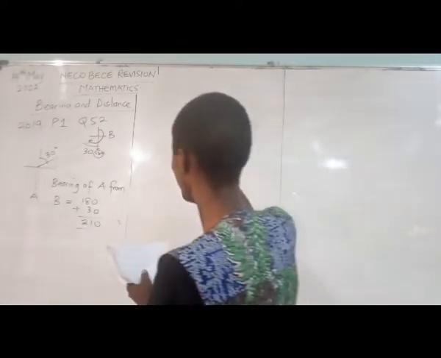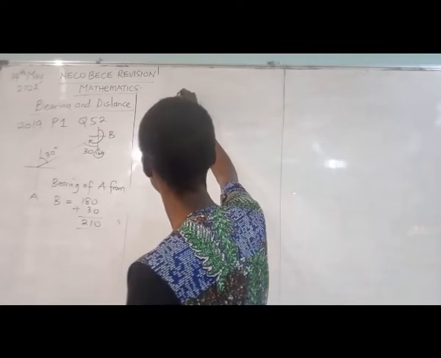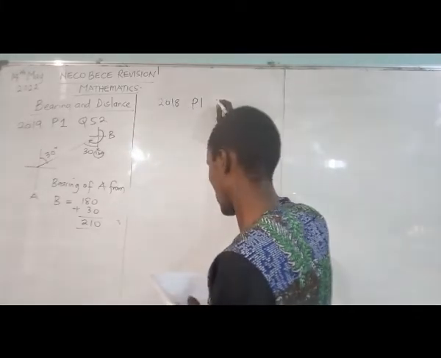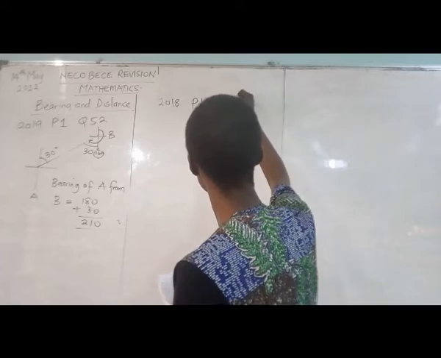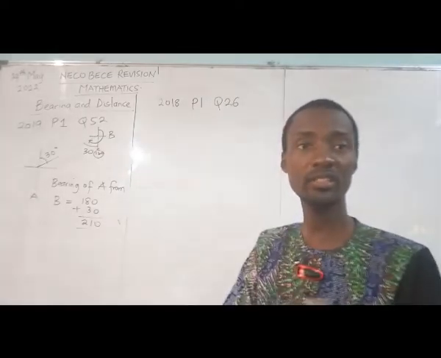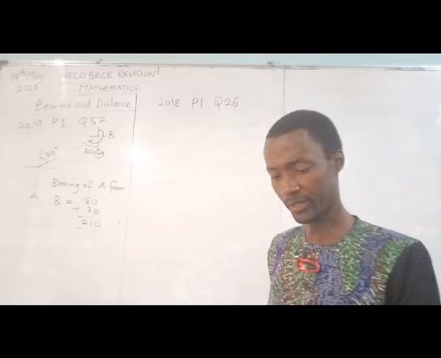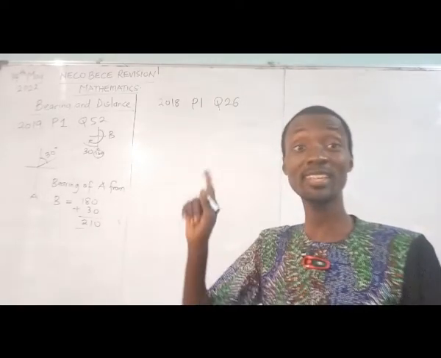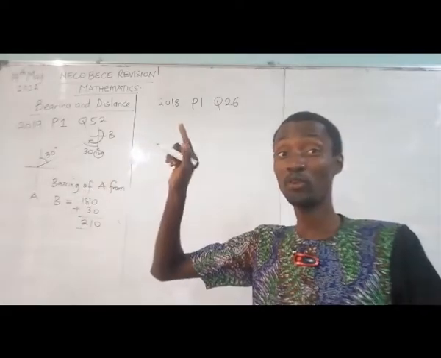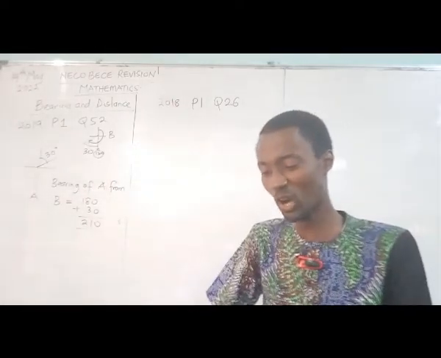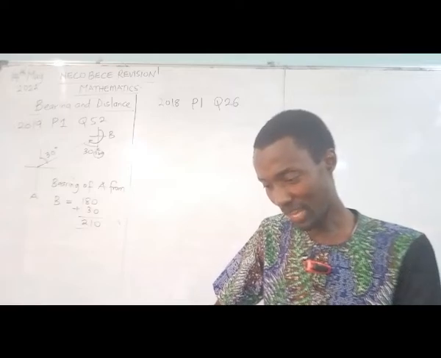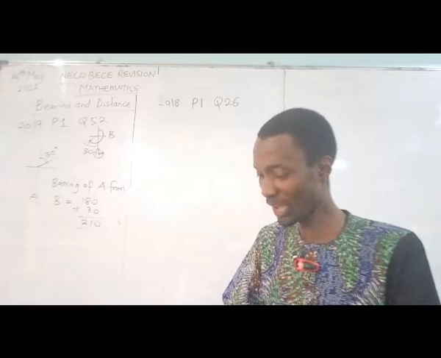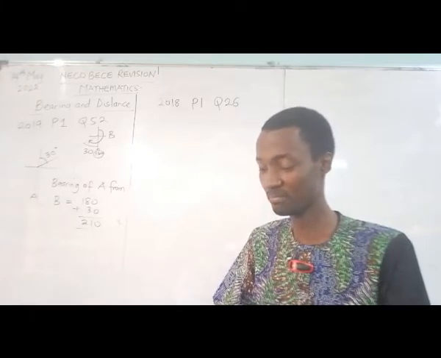2018, paper 1, question 26. It says, if the bearing of P from Q is 300, this is a question that, if you remember, they set this question in, look at that very well. We've answered this question before. Look at 2020 question 16.